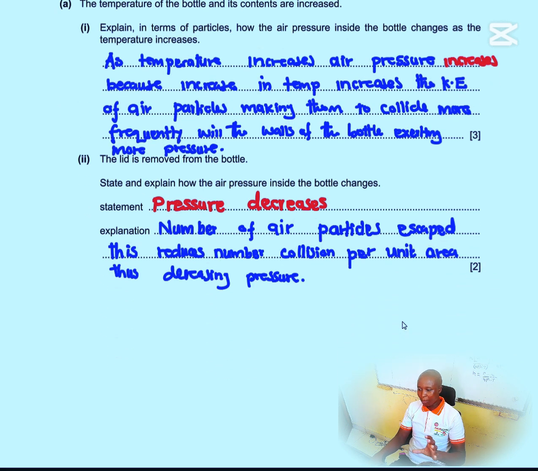So basically, these are the model answers you are supposed to write in your exam so that you can earn all the marks.